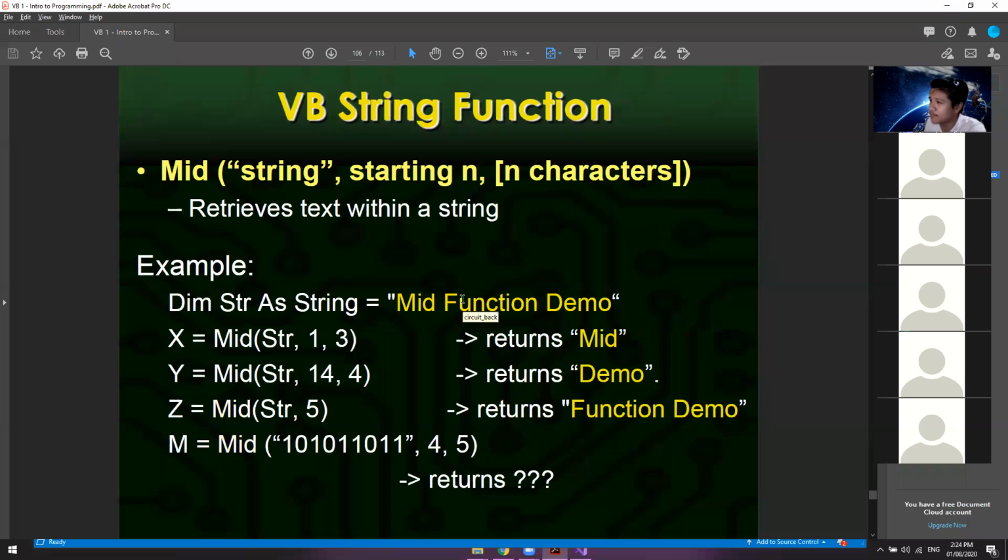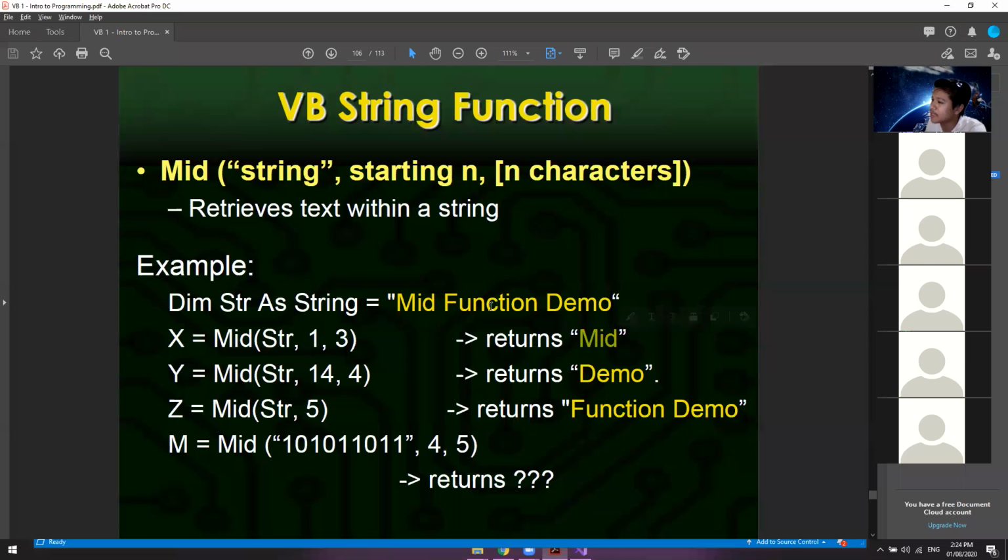Para mas maintindihan nyo, meron tayong example. So dim str as string. And then meron tayong mid function demo. At ano yung string natin, na-store na siya sa variable str. So ngayon, kukunin natin yung value ng str wherein mag-start tayo sa 1. So by default, mag-start tayo from left to right na to. So M, and then kung ilang characters yung gusto mong i-retrieve, so 3. So M, I, D. So it will return mid.